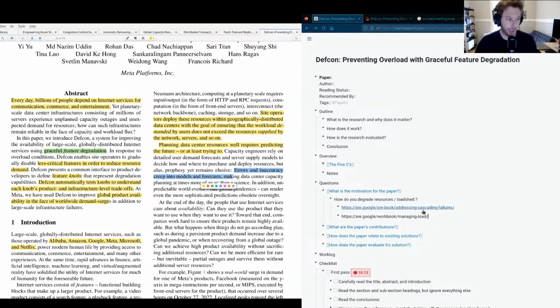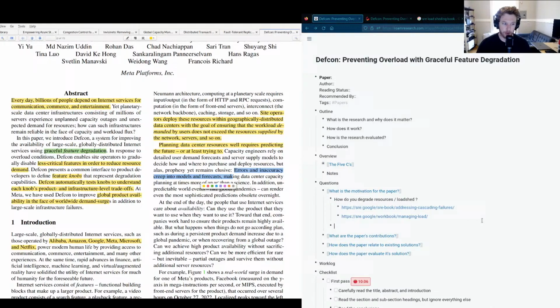They're saying there are errors and inaccuracy in models and forecasts, which is also alluded to by the Flux paper. So at the end of the day, the people that use internet services care about availability. Can they use the product that they want to use when they want to use it?